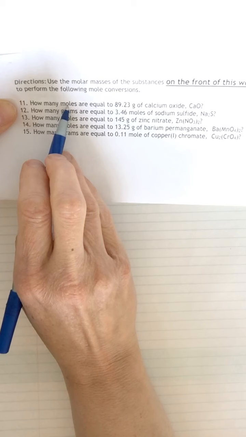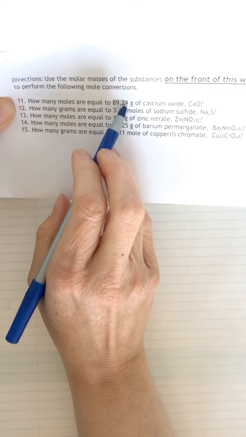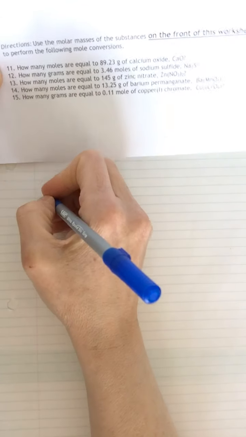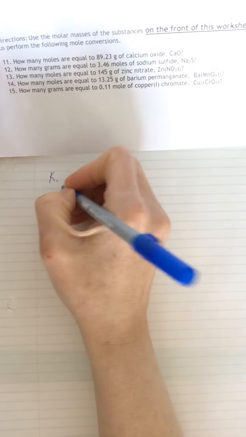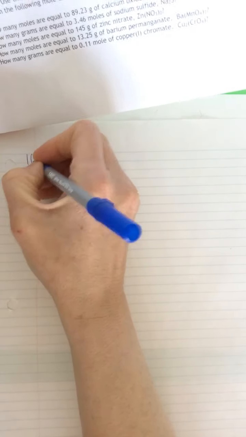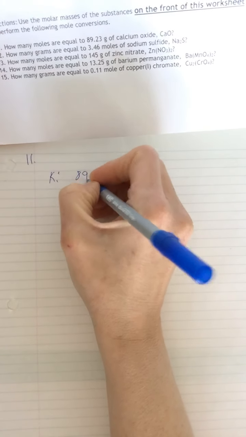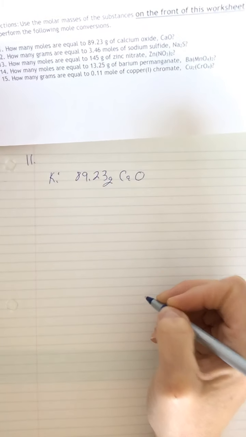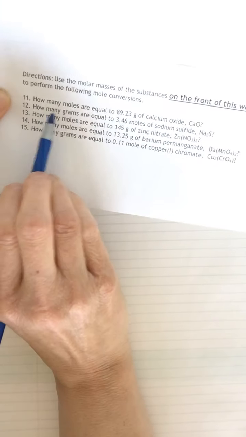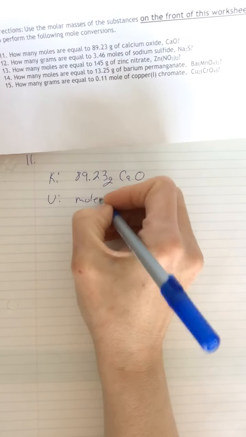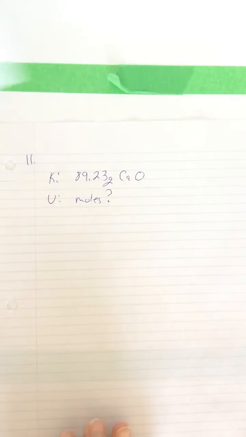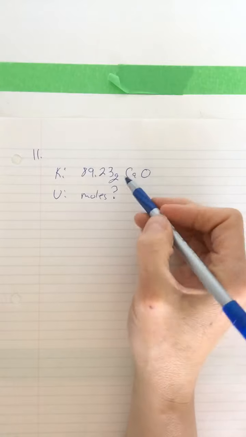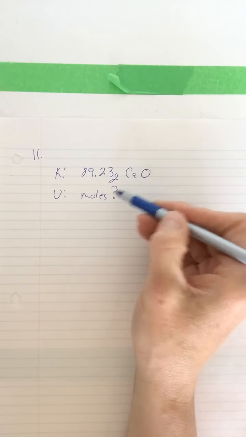How many moles are equal to 89.23 grams of calcium oxide? Let's write that down. They gave us, what's our known? This is number 11. Our known is 89.23 grams of calcium oxide. Their unknown is, it asked us how many moles. Okay, so how many moles do we have? So we need a conversion factor between grams of CaO and moles.